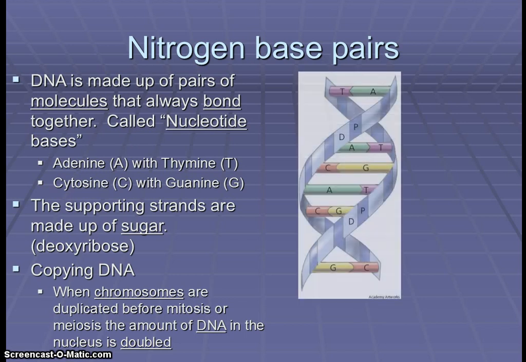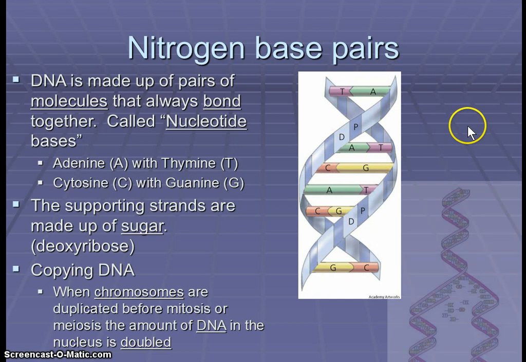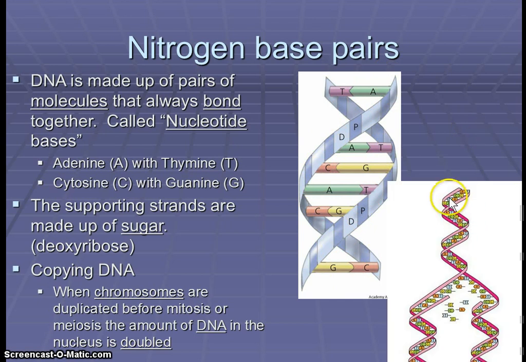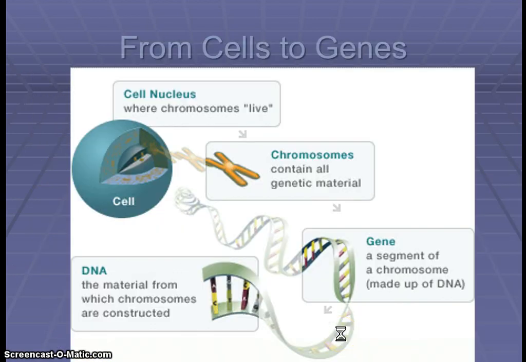So you can see from this diagram here, we have our nitrogen base pairs in the middle, the T for thymine bonded with A for adenine, C for cytosine bonded with G for guanine, and on either side, we have our deoxyribose supporting sugars. Over here you can see that the DNA is being copied, and this again would happen in the chromosome just prior to mitosis or meiosis.